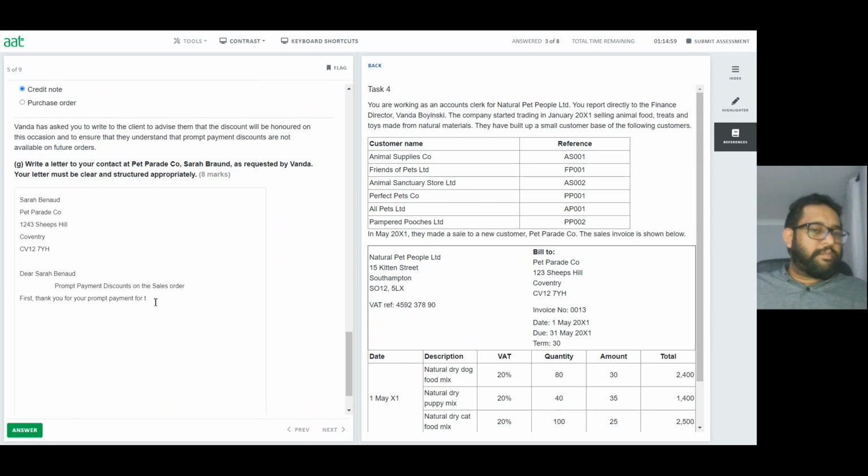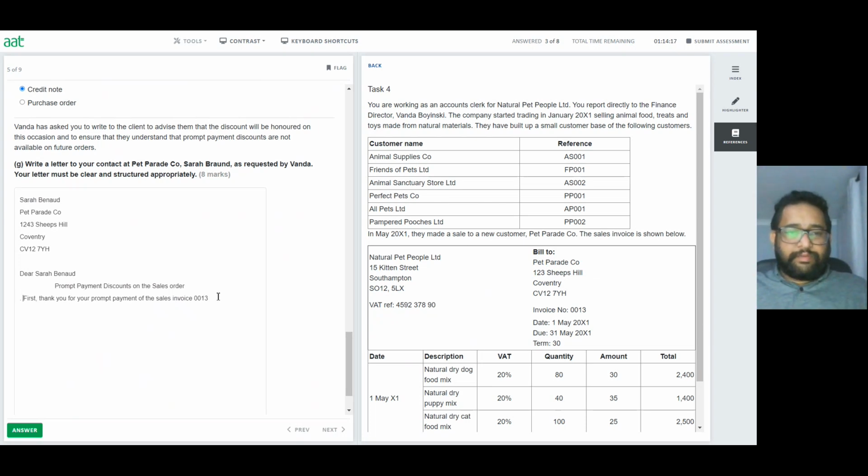First, thank you for your prompt payment for sales invoice number 0013. I'll move the mouse. I think the mouse is giving me some trouble here. When I keep the mouse here, okay, let's see, will that stop me? No, it's fine, because when the mouse moved away, it's just going somewhere else. So if I type now, it's not typing, so I need to keep right on top of this here. So here, this is what it is.